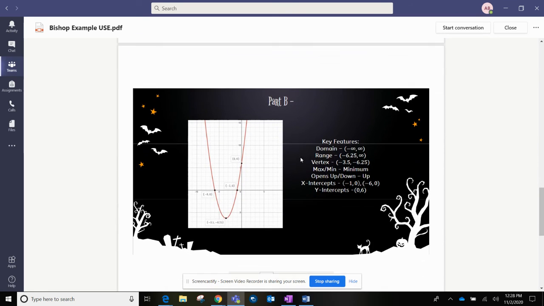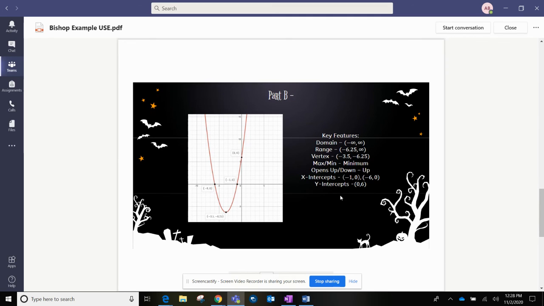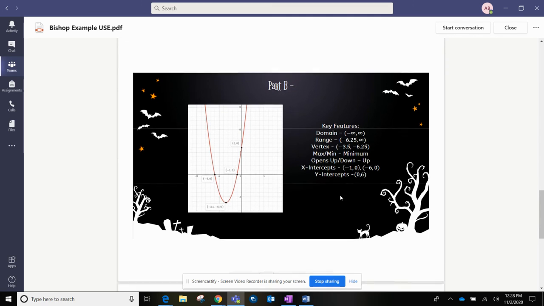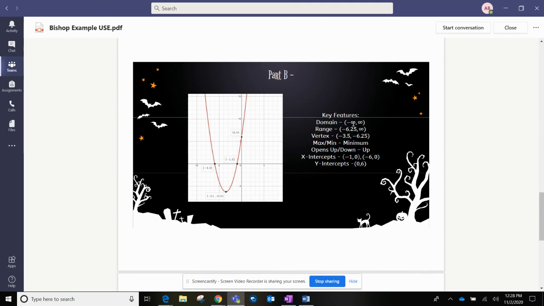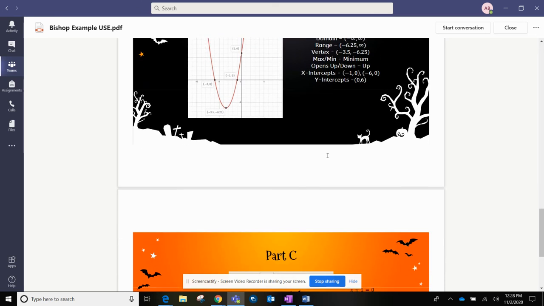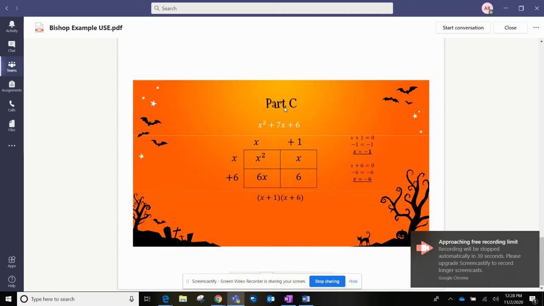Then part B, remember, I needed to label my key features, and you want to make sure that you include a picture of your graph in your PowerPoint. And so here are your key features: domain, range, vertex, max, min, up, down, x-intercepts, y-intercepts. I included all of that here, but I did it the first time around on my GoFormative. I want this part to look nice. You want to use infinity signs. You want to use MathType. You want to use equation.